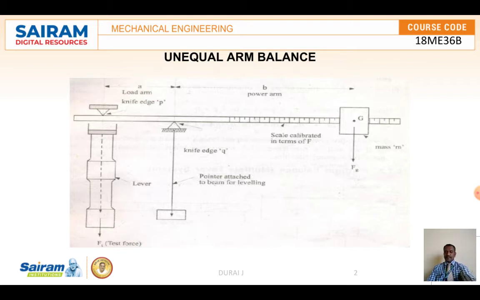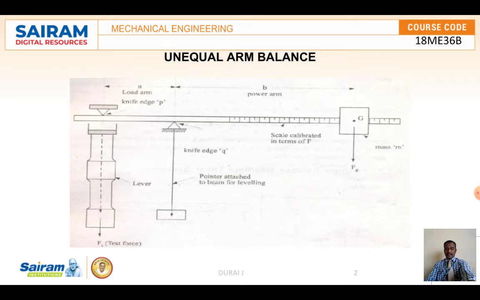In the unequal arm balance method, there are two arms. One is called the load arm, and the other is called the power arm. The load arm is associated with the load, and here the weight or force is to be measured. The power arm is associated with the power, and here the force produced by the counterpoising weights is required to set the balance equilibrium.